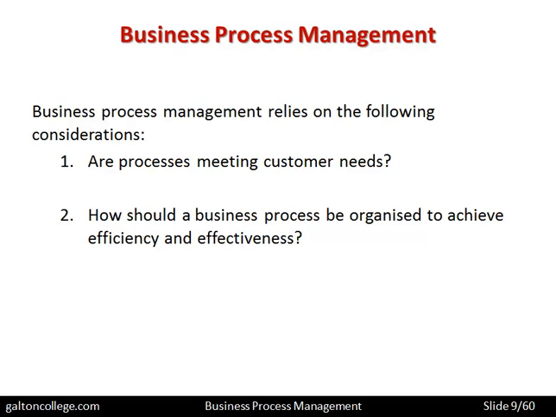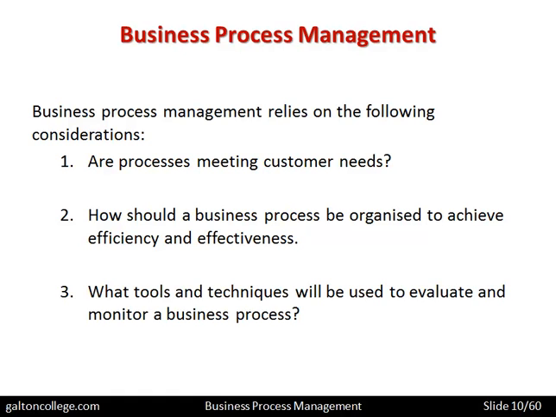How should a business process be organized to achieve efficiency and effectiveness? There may be alternative ways of performing a particular task. It's the job of the business process management team to isolate out the one which is most effective and most efficient, the one that's going to get the job done with minimum input, or if you like, maximum output for a given input. It's the same thing. It measures the efficiency of the process.